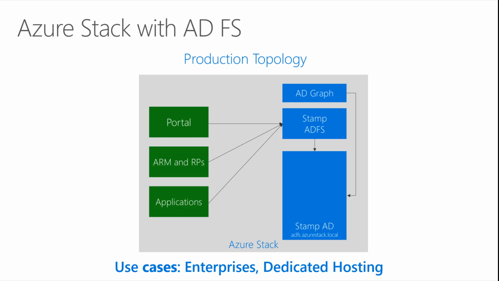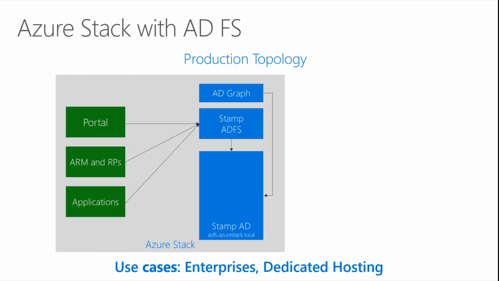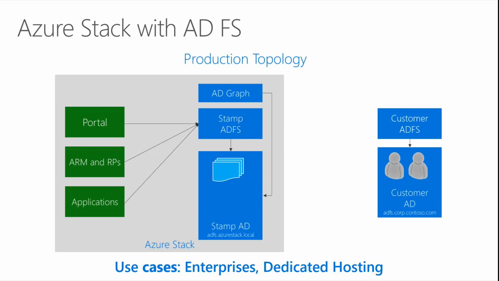ADFS to ADFS federation establishes the trust for authentication redirection to the customer's Active Directory. This model is similar to what Azure does. Applications are coming from the Azure Stack, and users are coming from the customer location. Applications in Azure Stack are coming from the stamp Active Directory, but the users are coming from their own Active Directory. To function, the AD graph requires an account in the customer Active Directory so it can do RBAC and people picker experiences.